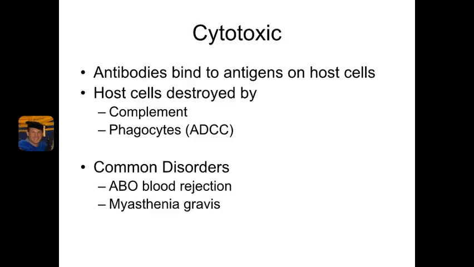Some very common disorders that involve cytotoxic reactions include blood rejection from blood mismatch, myasthenia gravis, which we talked about earlier in the semester, where we have the body producing antibodies against neuromuscular junctions or nicotinic M receptors. Also, type 1 diabetes, where you have the body producing antibodies against the beta cells in the pancreas, and the beta cells are what produces insulin.